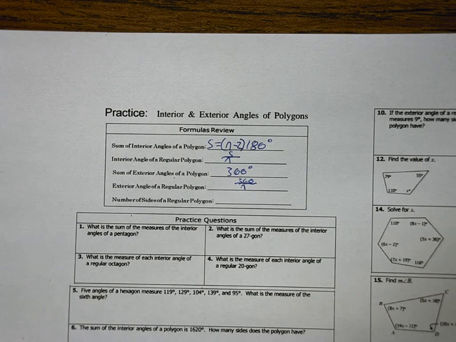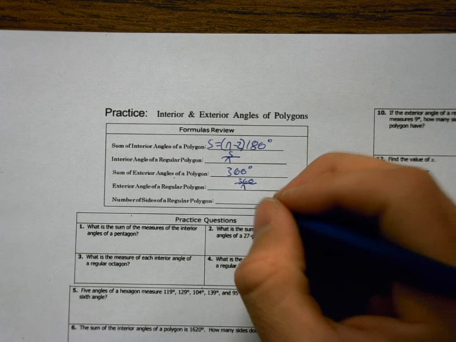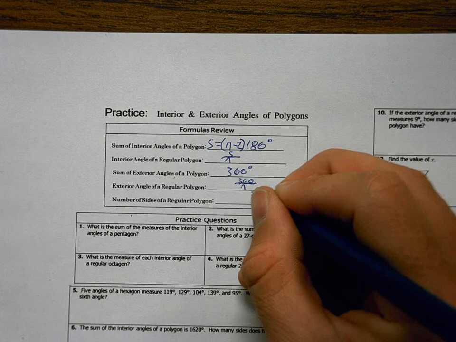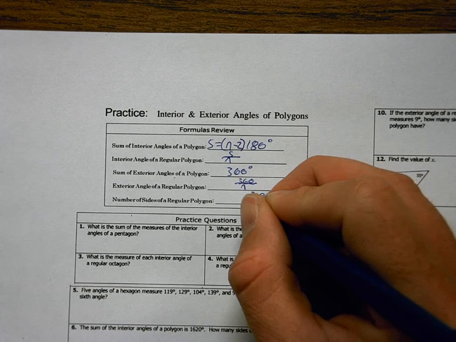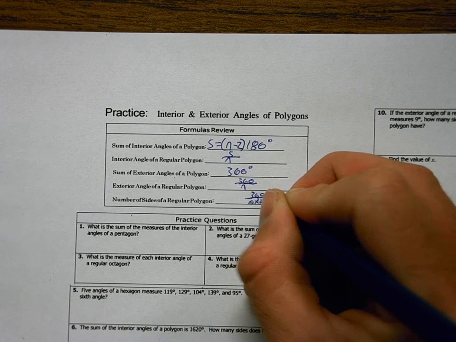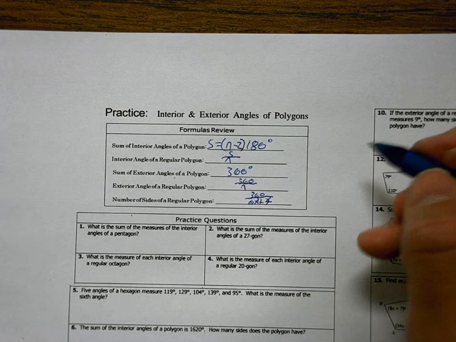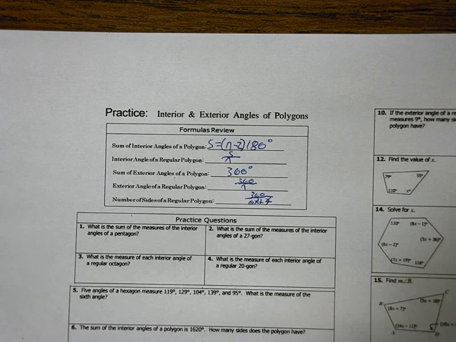The number of sides of a regular polygon is 360 divided by the exterior angle. So like 360 divided by 60 degrees would give me the number of sides.